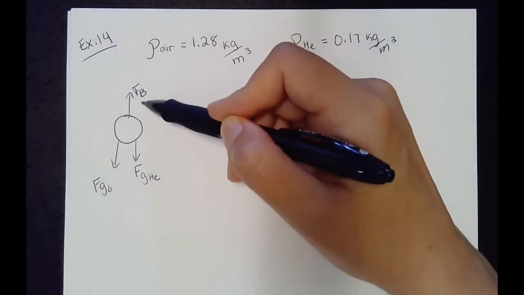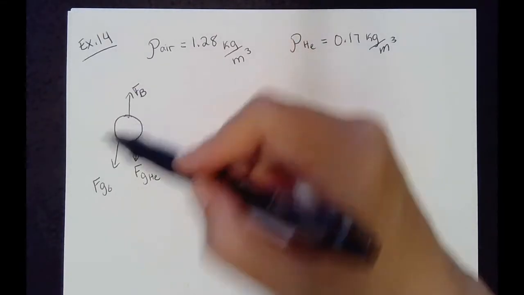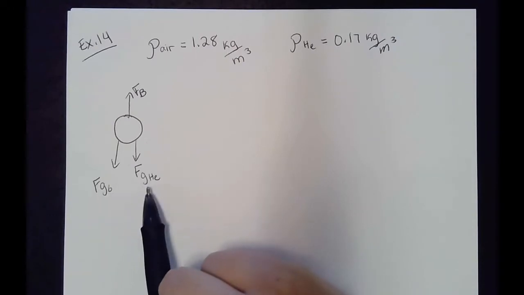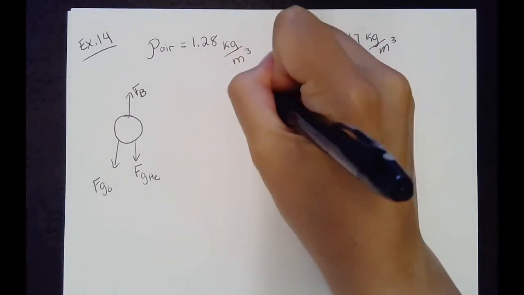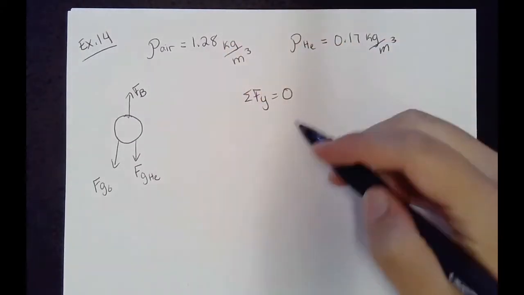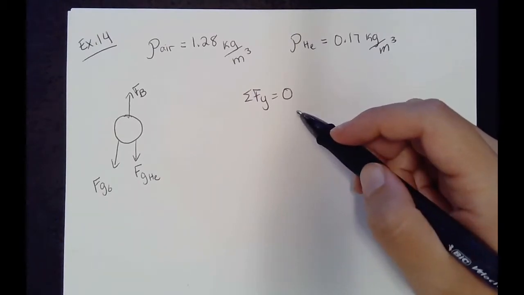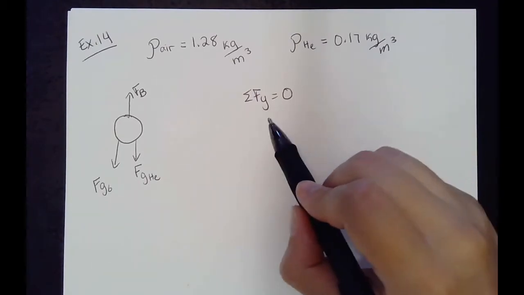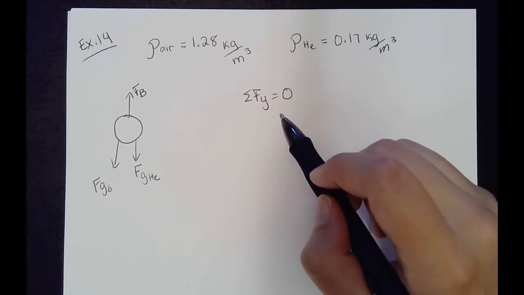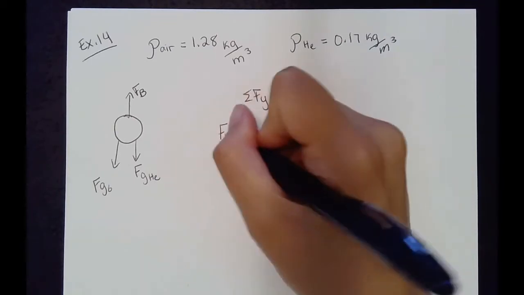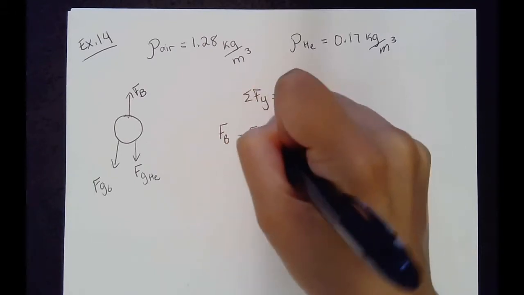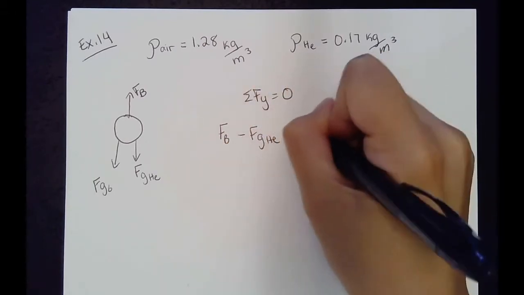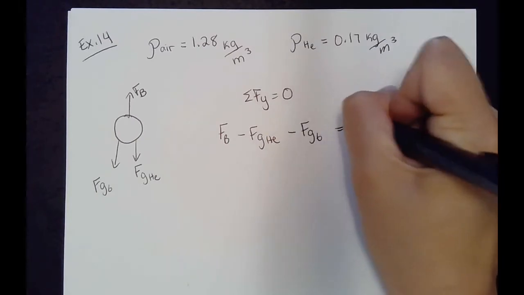So we have the buoyant force of the helium within the balloon, the weight of the basket, and then the weight of the helium. Now we're told that this balloon floats with neutral buoyancy. This means that it's floating at rest so that it is not accelerating. So this is neutrally buoyant. We have the net force in the y direction equals 0, and we can start with that. We have the buoyant force minus the weight of the helium minus the weight of the basket equal to 0.